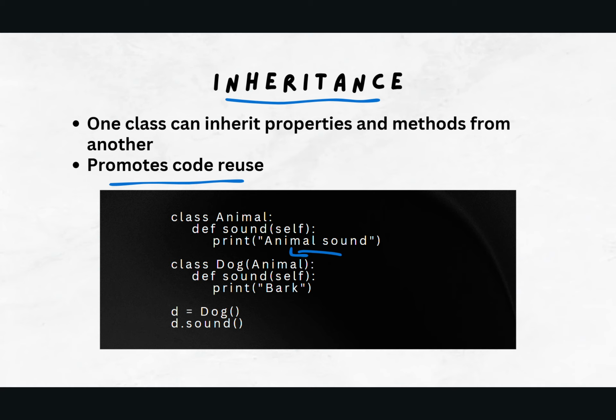So here also in the dog class we have a function called sound, but this sound will print bark and not just animal sound. So when we create an object called D, which is a dog class object, and then if we do D dot sound, so it will print bark. Okay, so that is inheritance.